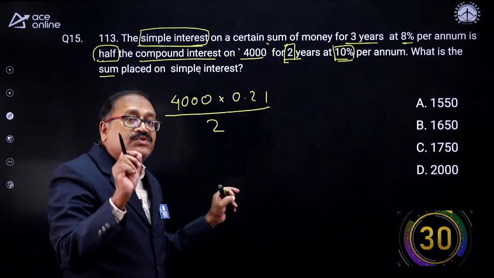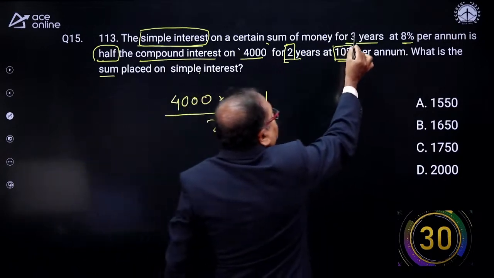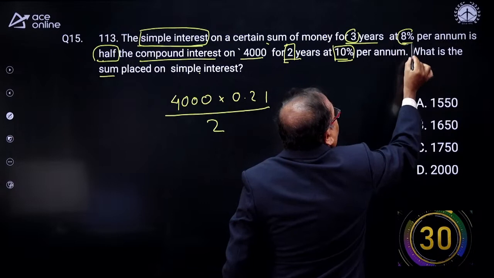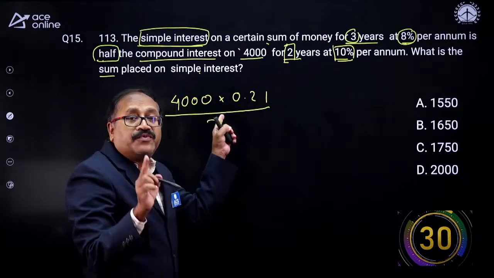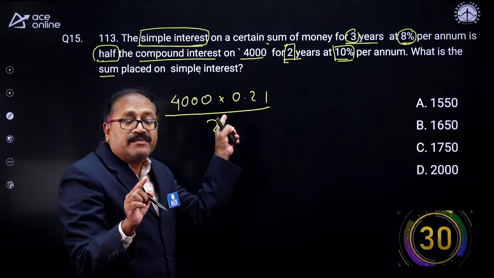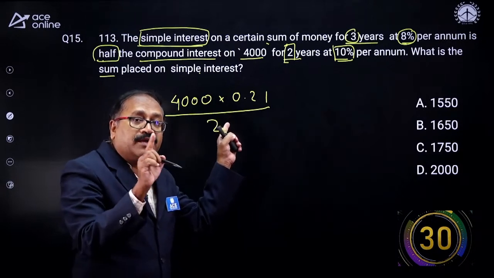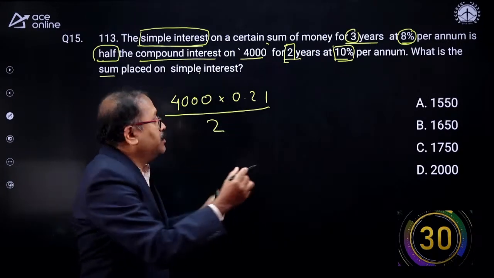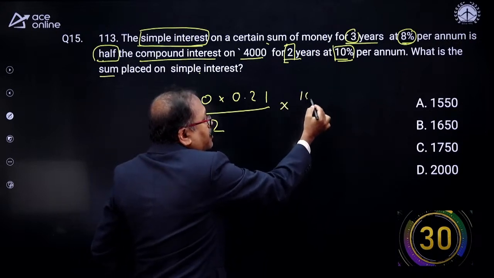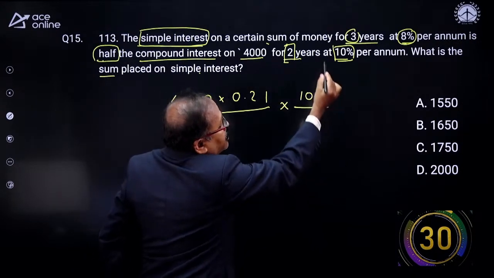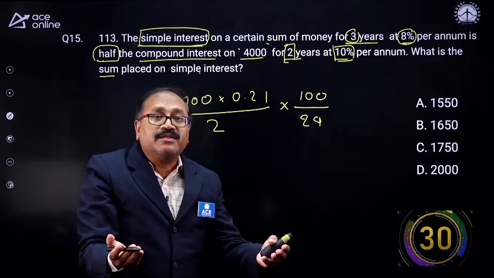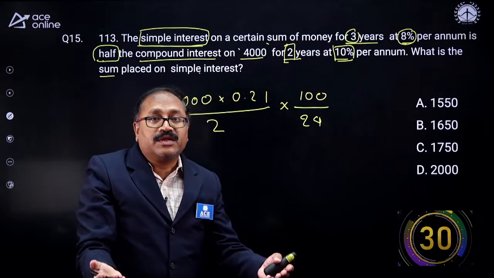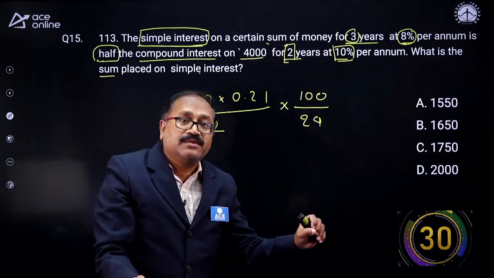A simple interest is what percentage? Look at this one, 3 years at 8% per annum. 8 into 3, 24%. This is 24% of the principal. If we want the principal, how much percentage is that? 100%. So multiply by 100 and divide it by 24. So you are directly getting the principal. That's all. One line solution.